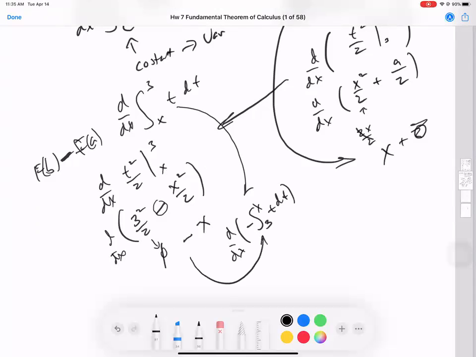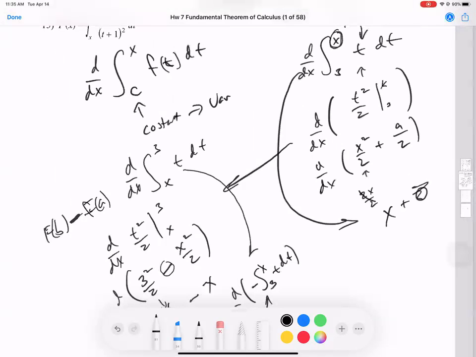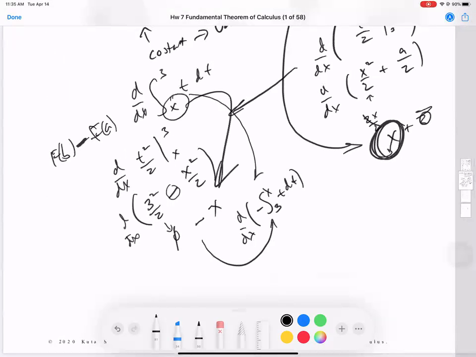So the rule says we want the variable always on top because we're just going to plug it in and get that positive version. If the variable was on bottom, you would always end up with a negative version. So how do we deal with this? We flip it initially, so we don't have to worry about the negative anymore. Okay, that's a good question.